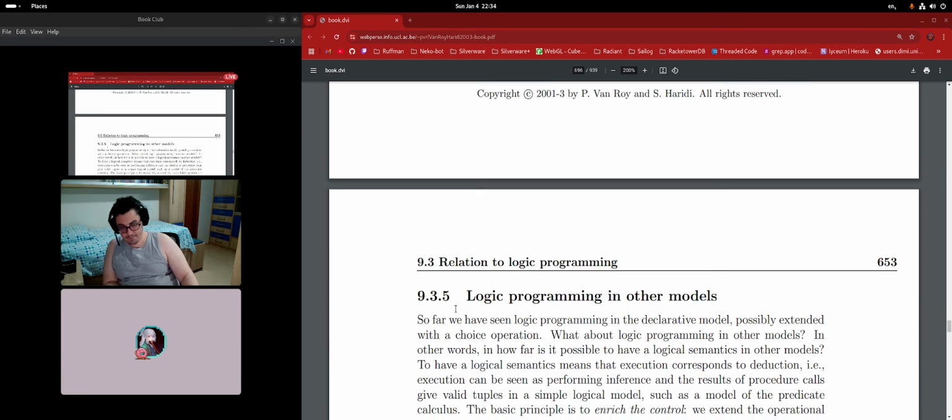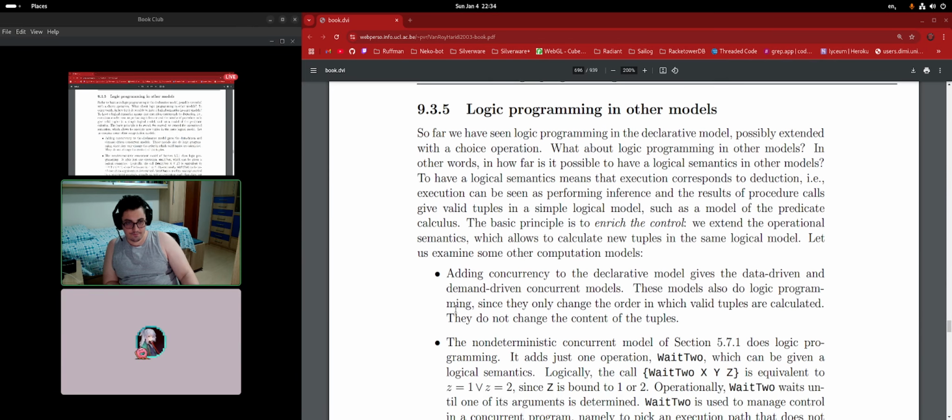But well, anyway, logic programming and other models. So now the question is, must we use a declarative model to have logic semantics? And the answer is no. To have a logical semantics means that execution corresponds to deduction. Execution can be seen as performing inference, and the results of procedure calls give valid tuples in a simple logical model, such as a model of the predicate calculus. The basic principle is to enrich the control. We extend the operational semantics, which allows us to calculate new tuples in the same logical model.